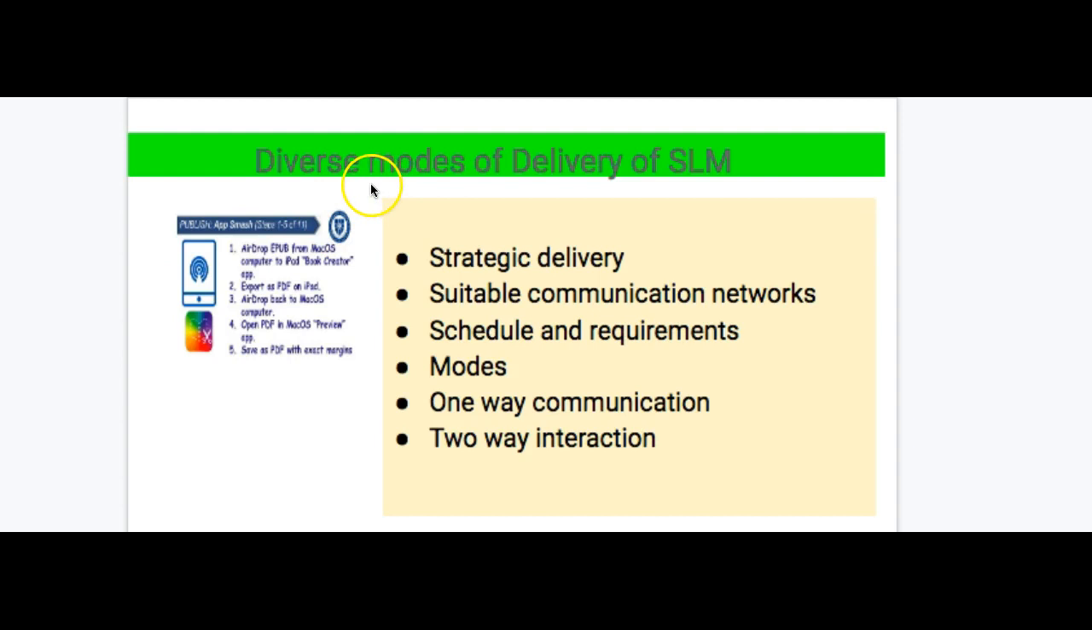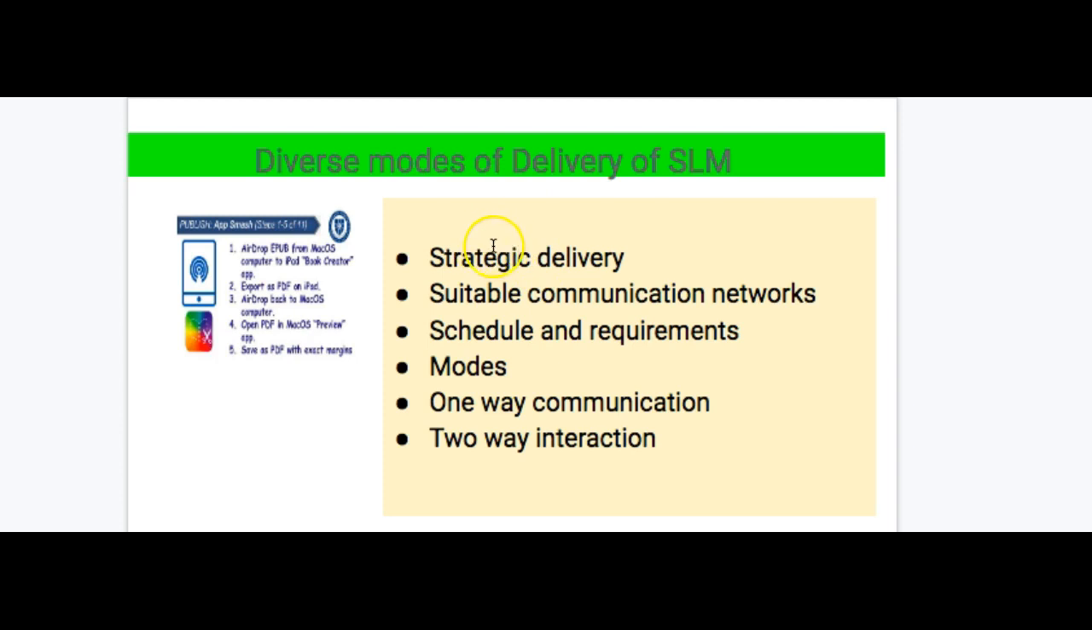Now let us come to the diverse modes of delivery for the self-instructional material and other material for the distance learner, and what is the role of learner support services in doing this. The role of learner support services is strategic in imparting and implementing the delivery. Say the study material is not delivered to the learner, but a particular component like practicals has to be conducted.